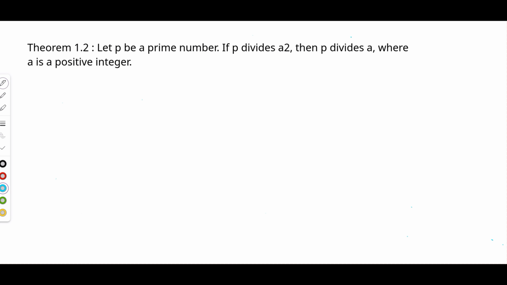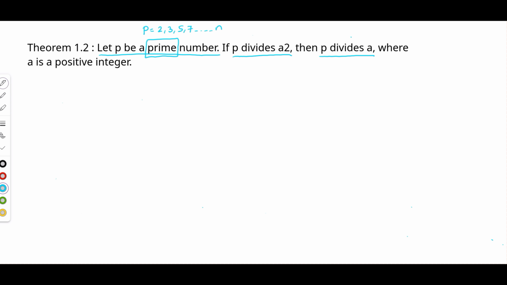The theorem says, let p be a prime number. It doesn't say p is any number. It says p is a prime number. Prime number means p will be 2 or 3 or 5 or 7 until infinity. It can be any prime number. And then they say, if p divides a square, then p will also divide a.